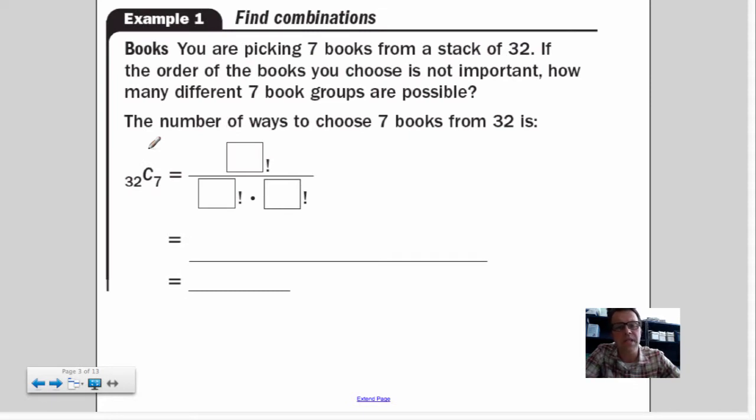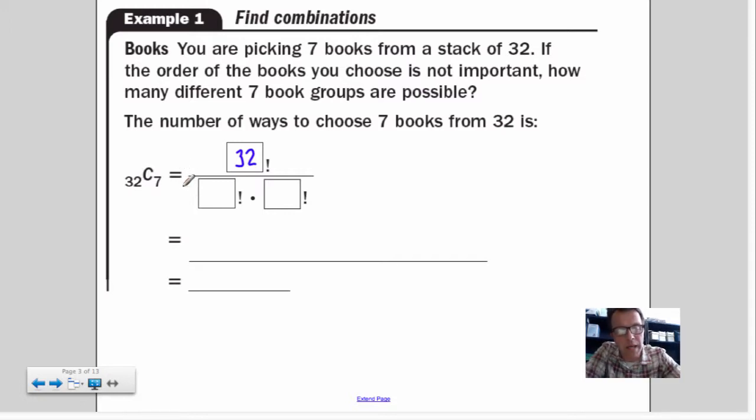You are picking 7 books from a stack of 32 books. If the order of the books you choose is not important, that should trigger you to say, hey, this is not a permutation problem, this is a combination problem. How many different 7-book groups are possible? So here it is, 32C7. You're welcome to use the formula, but I'm hoping you will just punch this into your calculator. I'm very okay with it.